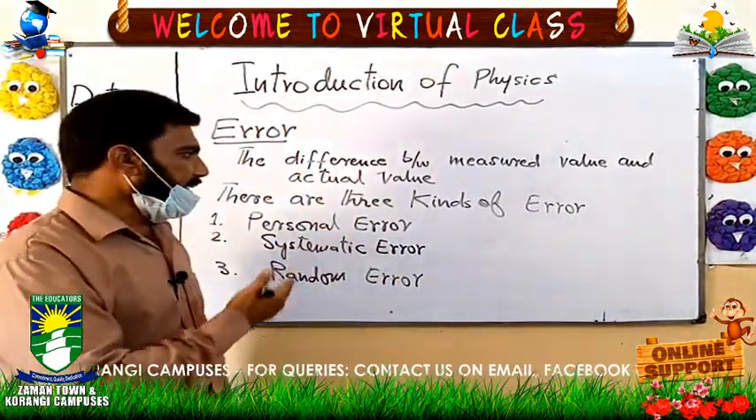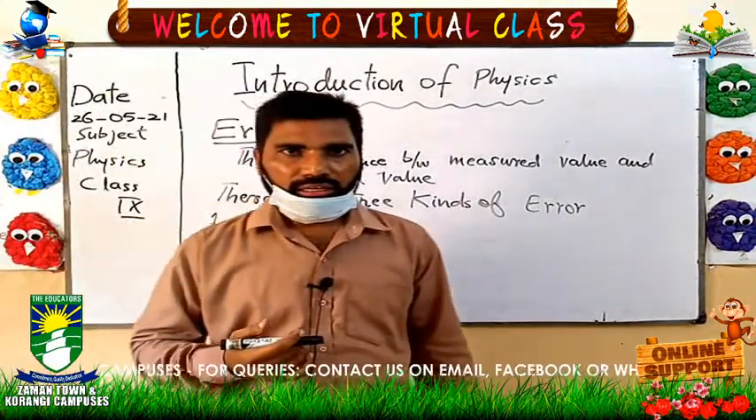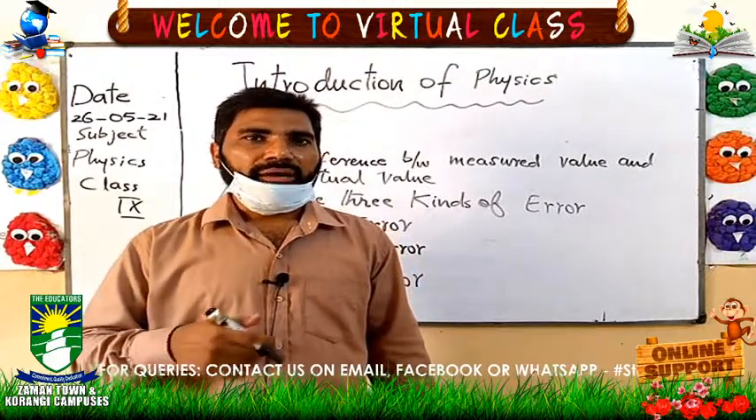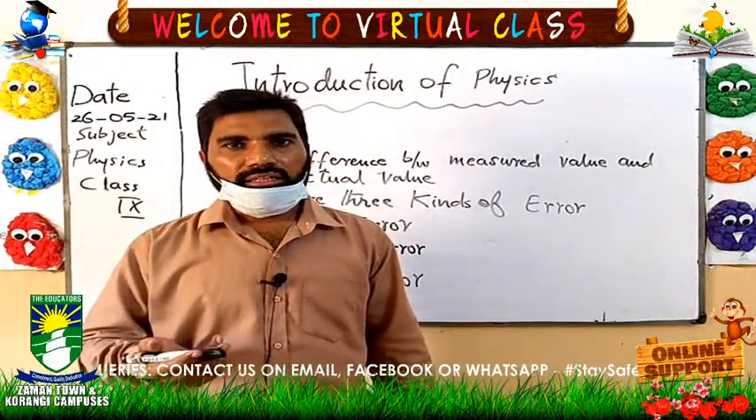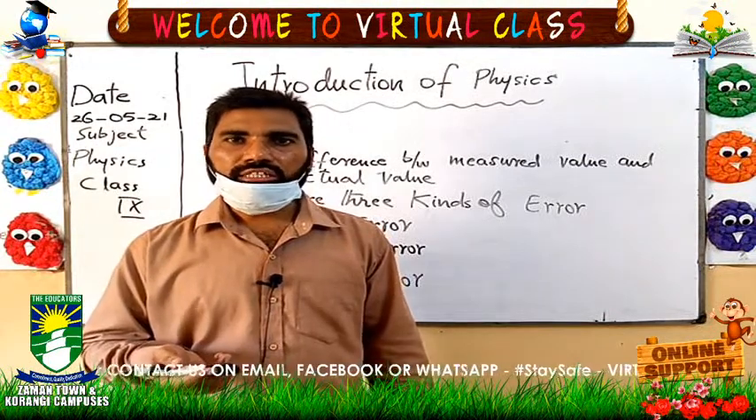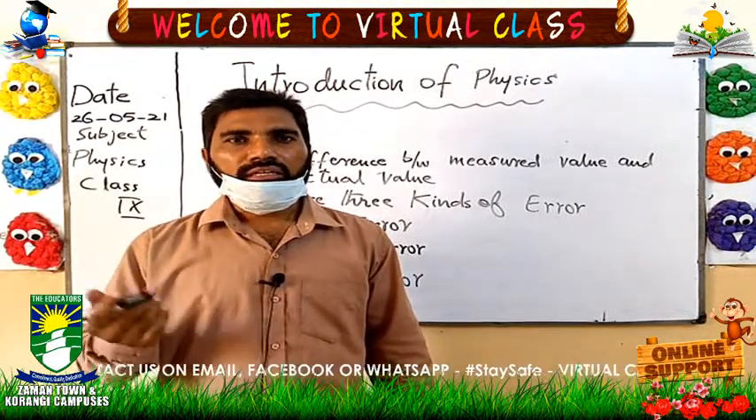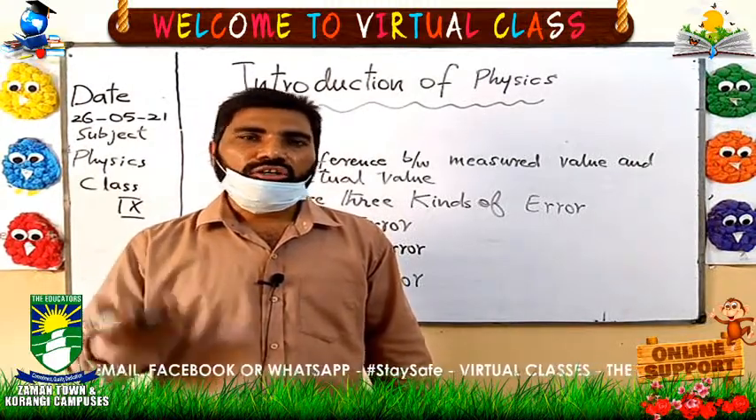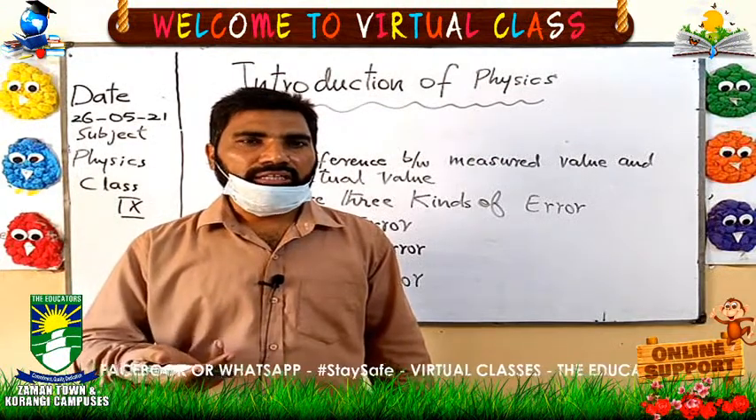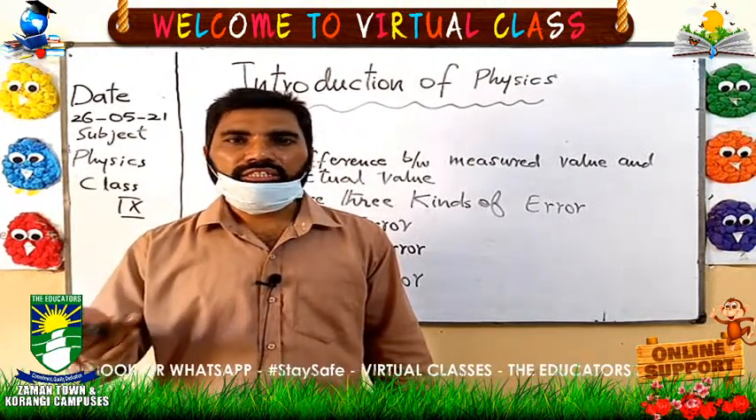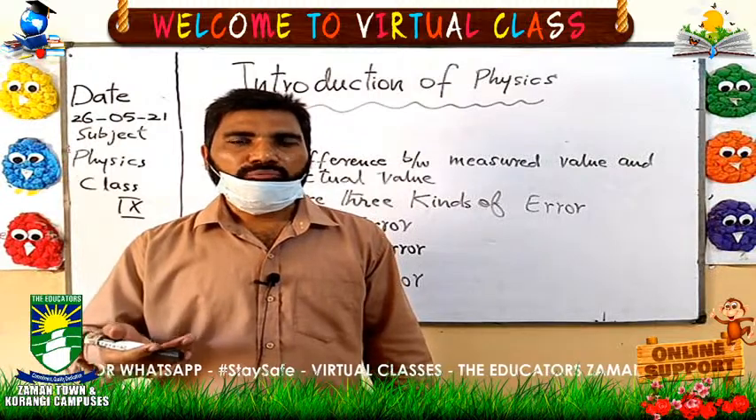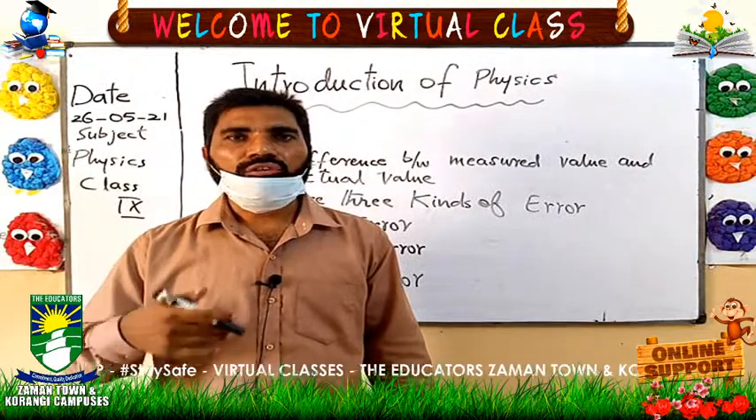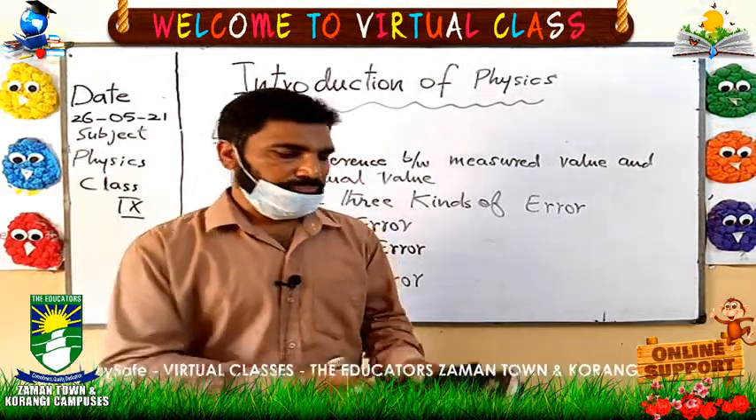Now these are the three kinds of error I have told you. Now I'm talking about the contribution of the Muslim scientists. In the Abbasid era, Baghdad was a very famous place. It was the center of knowledge. Many scholars in that time contributed a lot in different fields of science: physics, chemistry, biology. Some of the prominent scientists who contributed a lot, I'm going to give you a brief introduction and their contribution.